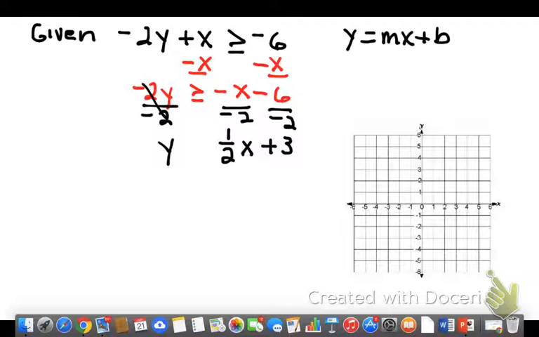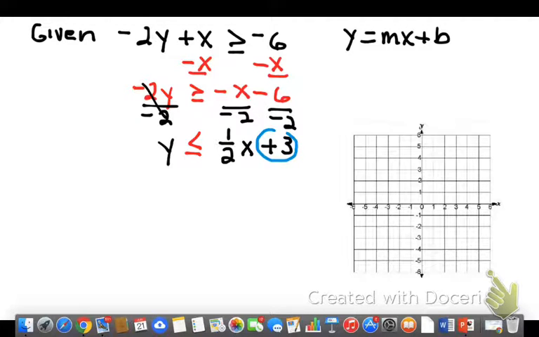So as a reminder, when we multiply both sides or divide both sides of an inequality by a negative, we need to reverse the inequality symbol. So this is actually going to be less than or equal to. So now we're going to plot our points, connect them, and then decide where we're going to shade.